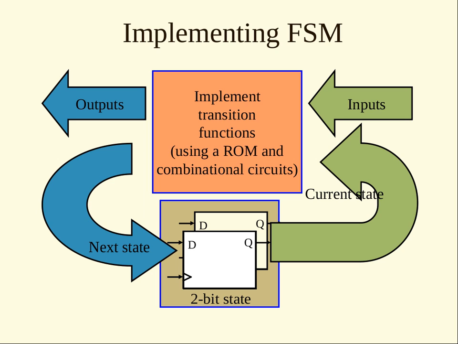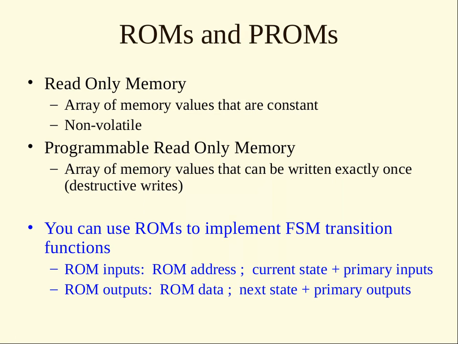2-bit state. What are those? Flip-flops. They're flip-flops. So we need 2 flip-flops in order to represent 2 bits. One for each.